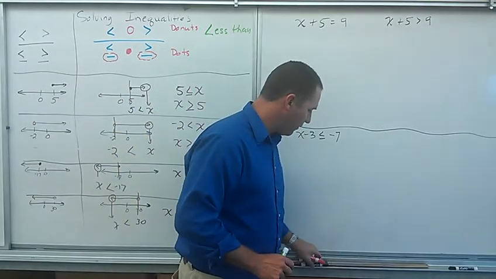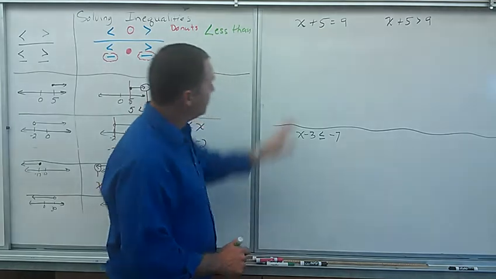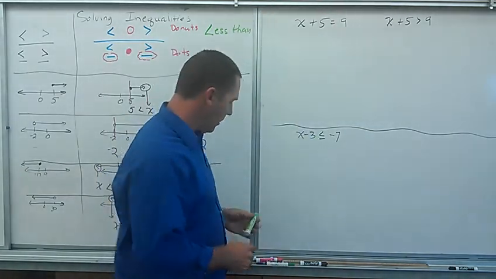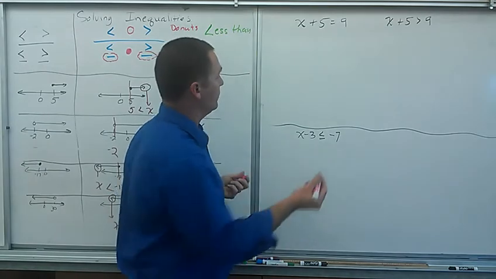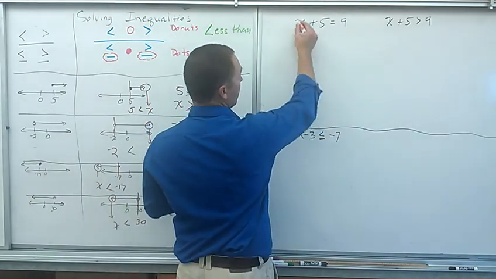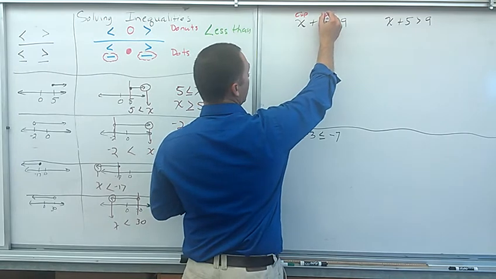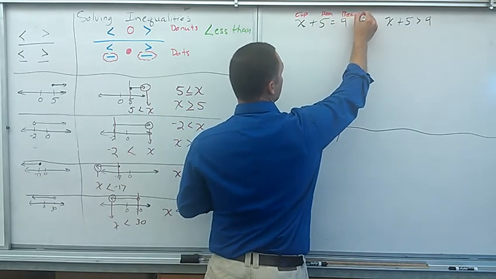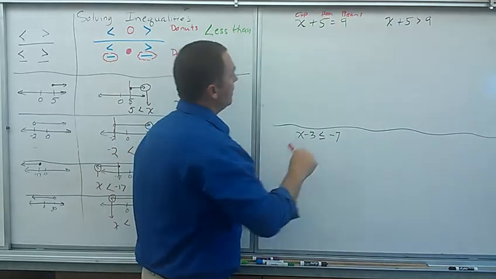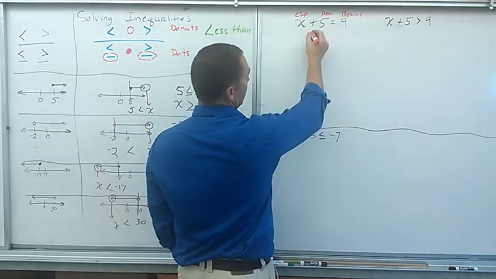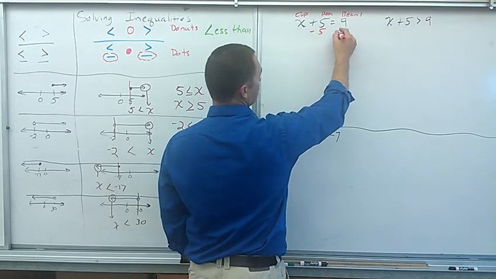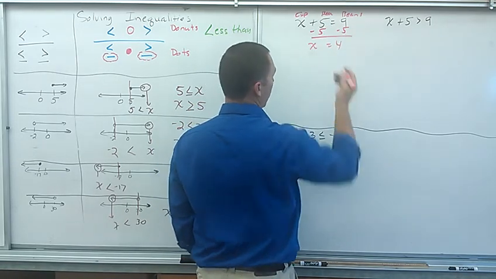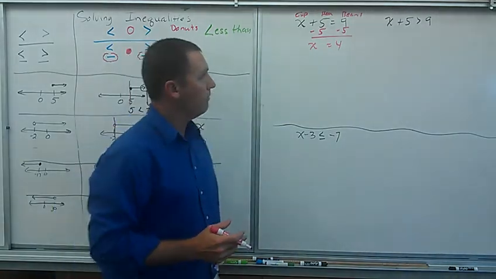So starting from the very beginning, we have two problems here. We have this problem and that problem. And this one we've been doing for quite a while. It's solving a one-step equation. Here's my cups and beans. Now, to get my cups by themselves, I need to subtract 5 from both sides. I'm left with x equals 4. No big deal there. We've done that forever.